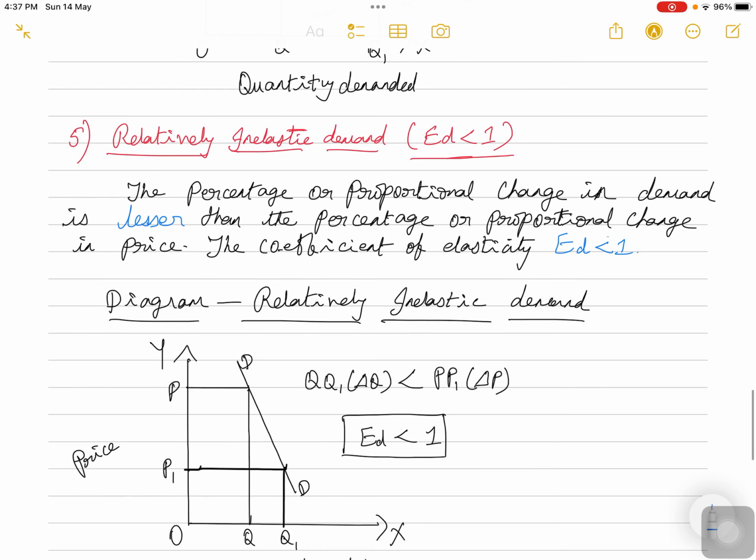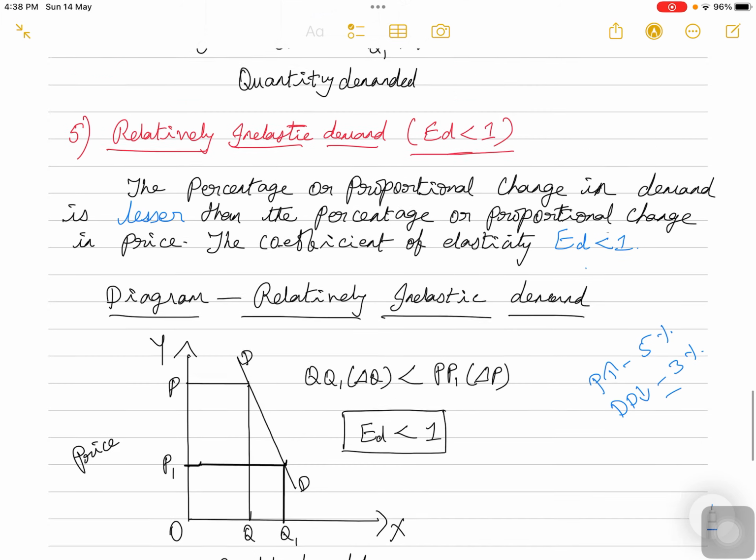And the last one is relatively inelastic demand. Here the percentage or proportional change in demand is lesser than the percentage or proportional change in price. That is, if the price of the commodity increases by 5%, then the demand for the commodity decreases by 3%, or lesser than 5%. So here the price changes more and the change in demand is lesser. If it is lesser, then it is called inelastic or less elastic demand. So the coefficient of elasticity ED is lesser than 1.